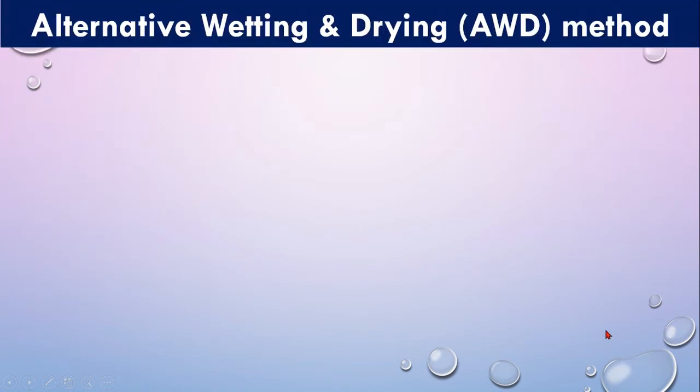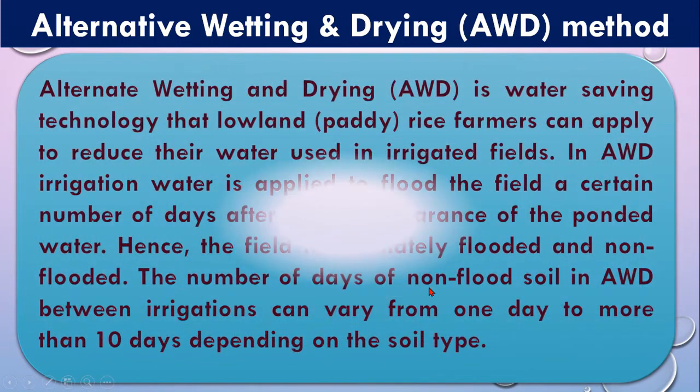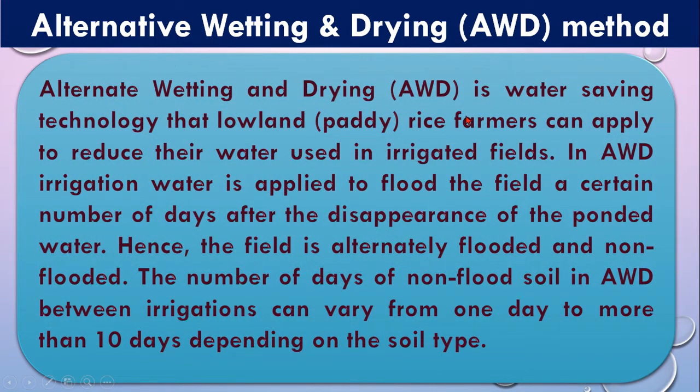Now I will talk about the alternate wetting and drying method. This one is a little bit tricky, so you have to listen and watch carefully. Alternate wetting and drying is a water-saving technology that lowland rice farmers can apply to reduce their water used in irrigation fields. In AWD, irrigation water is applied to flood the field a certain number of days after the disappearance of the ponded water. Hence, the field is alternately flooded and non-flooded. The number of days of non-flooded soil in AWD between irrigation can vary from 1 day to more than 10 days depending on the soil types.